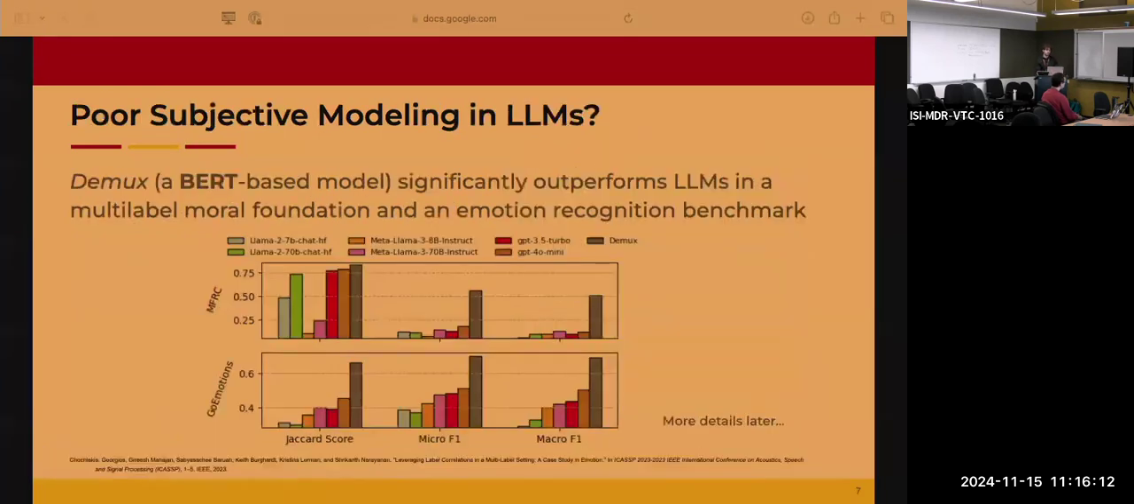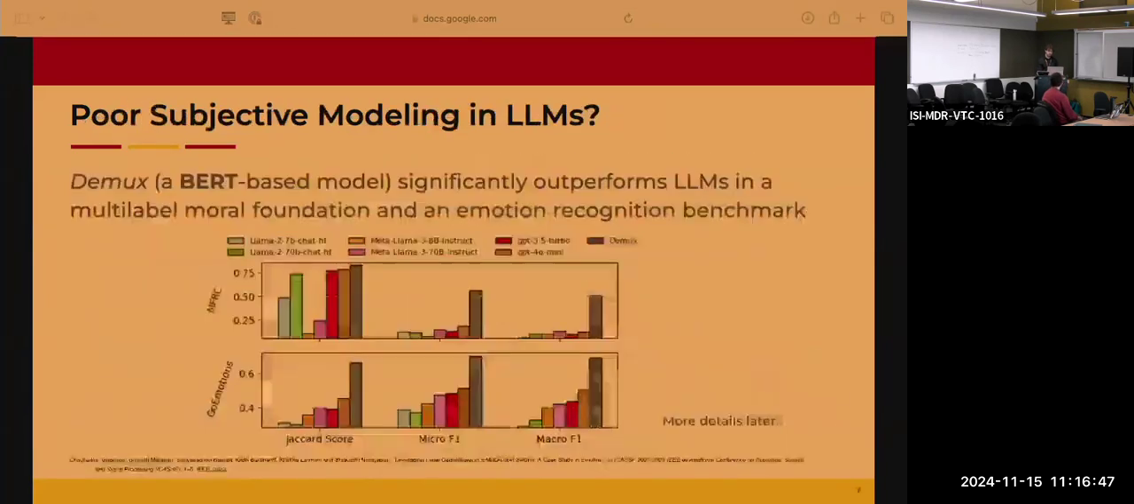And unfortunately, in some initial results that we found, very poor subjective modeling in large language models. Here I'm showing, indicatively, a couple of benchmarks and a lot of LLMs, and DMAX, which is a BERT-based model, a much smaller model which has been trained on the data. You can see its performance with 3 metrics, higher is better, on the rightmost gray bar, how it significantly outperforms all of the LLMs. And I'm going to talk about more details here later and more results.